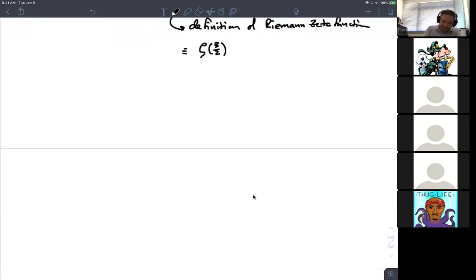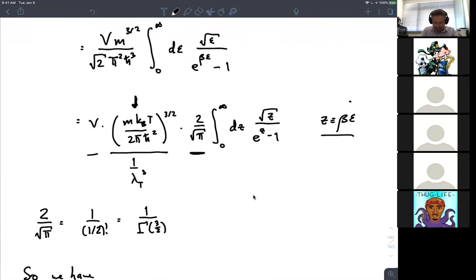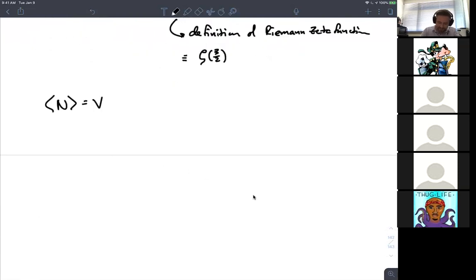Okay, so what we get is that the average number of particles that fill up our system at the point where the chemical potential matches the ground state energy of our system, that is when it Bose-Einstein condenses, is equal to the volume, that's coming from here, times the thermal wavelength to the -3 power times the zeta function at 3/2.